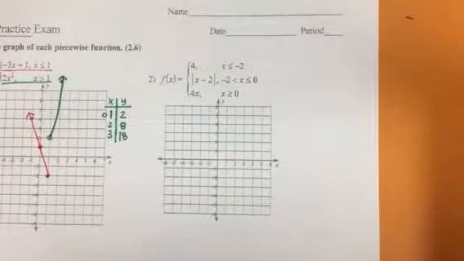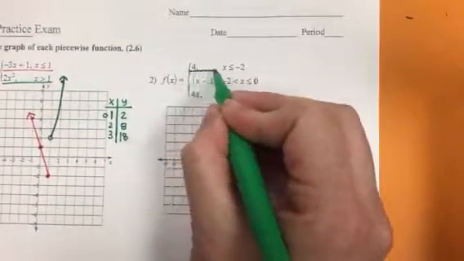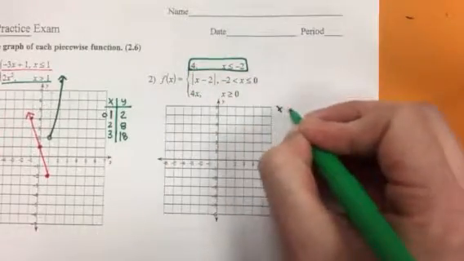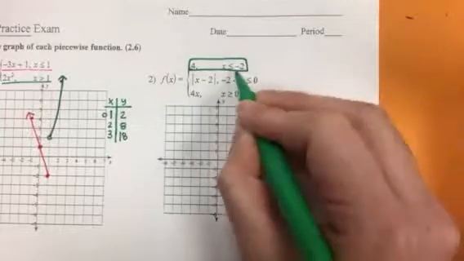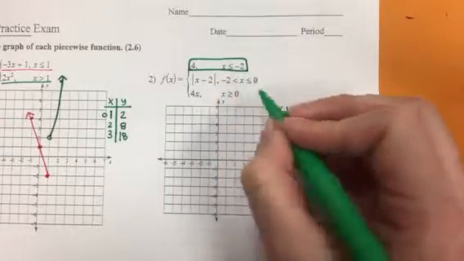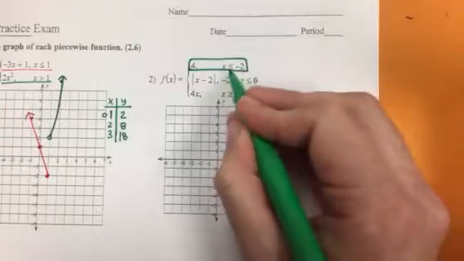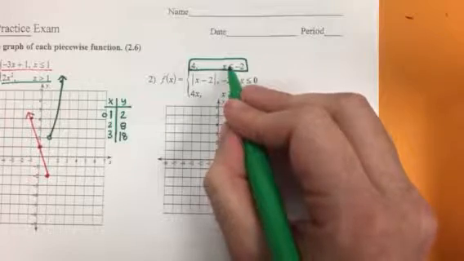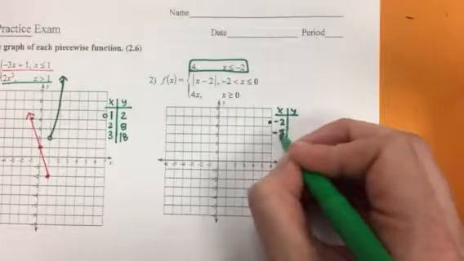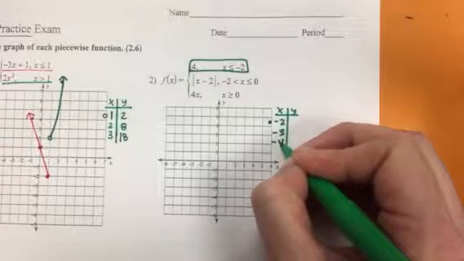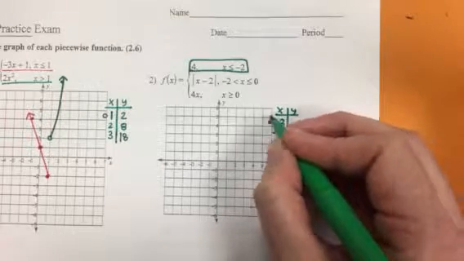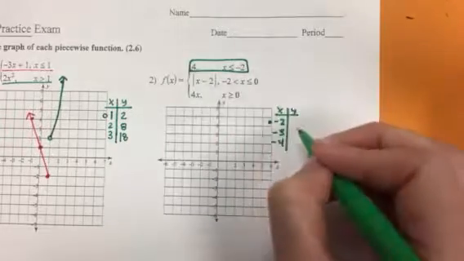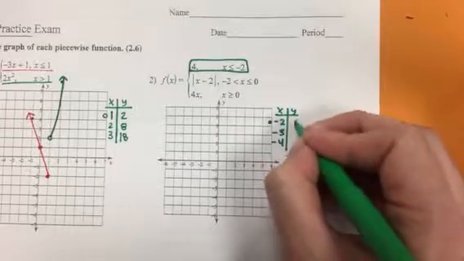On number 2, we're going to start out with our first function. Now we have x, y. My inequality says I start with -2. It's a closed dot because of the equal sign. Then I have to do numbers less than -2. So -3 and -4 are both less than -2. Plug them in. There is no x to plug into. Therefore, all of the y's are going to equal 4.